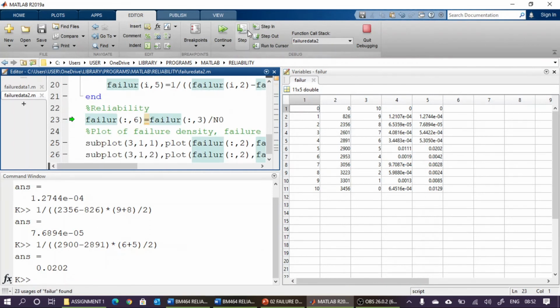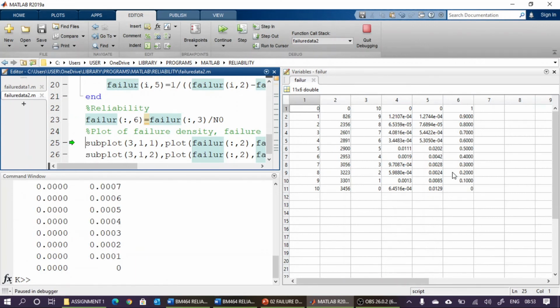Now what about reliability? We can easily calculate reliability because the third column is number of survival corresponding to each time, so the time is noted. Reliability is number of survival divided by the initial population, that is 10. So that is equal to 1 corresponding to 826.9, corresponding to time 2356.8, etc., corresponding to time 3456 reliability is 0. So this one is reliability. Now I am going to show the plot of failure density, that is fourth column, plot of failure rate, that is fifth column, and plot of reliability, sixth column.